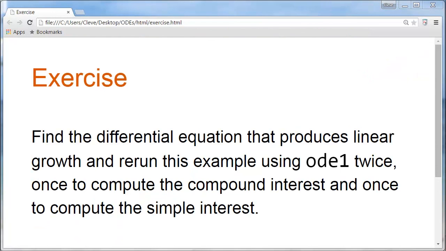Finally, here's an exercise. Find the differential equation that produces linear growth and rerun this example using ODE1 twice, once to compute the compound interest and once to compute the simple interest.